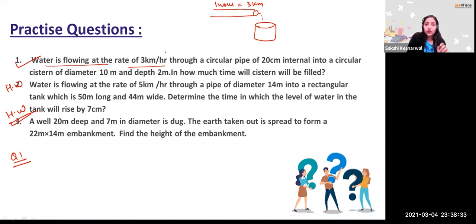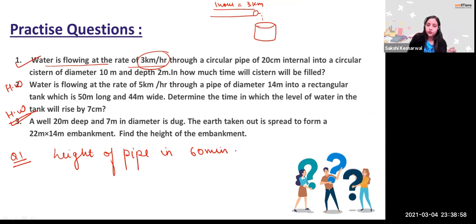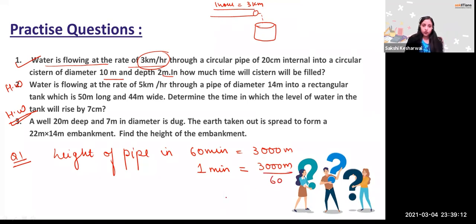First you see that this rate is given. So when you have to balance out the units, kilometer per hour, you have to remove this hour thing from here. That's like dividing by T, multiplying by T. So can I say that the height of the pipe in 1 hour, in 60 minutes, is how much? 3000 meters. Everything is in meters, so we'll go with meters. In 1 minute, how much distance is it traveling? 3000 meters divided by 60. Yes or no? This is the height.